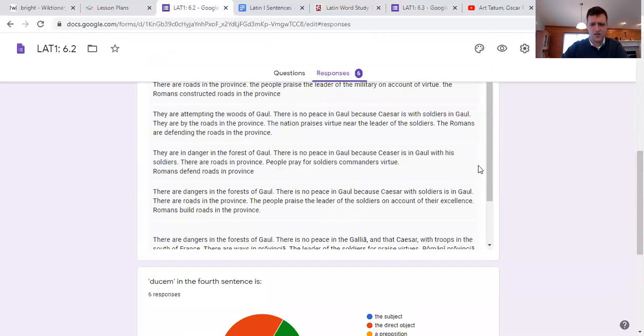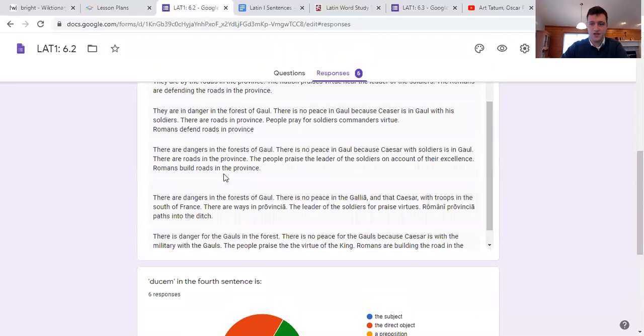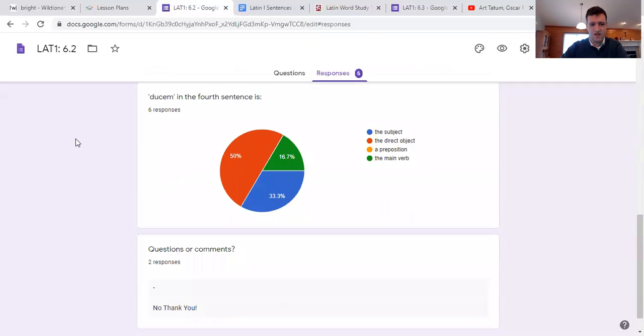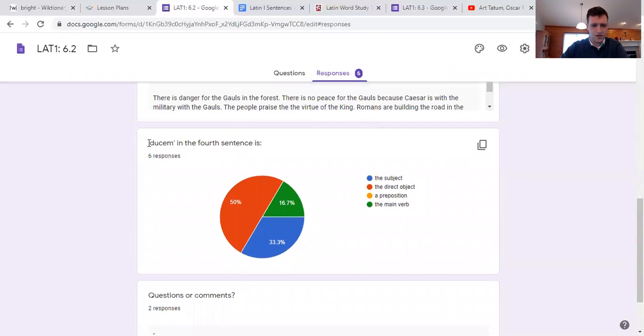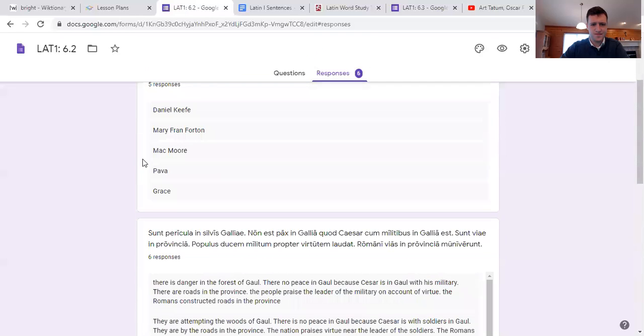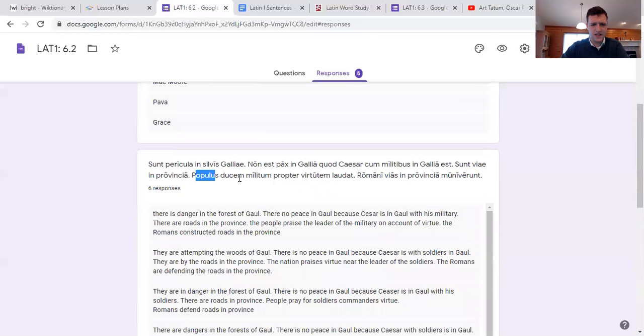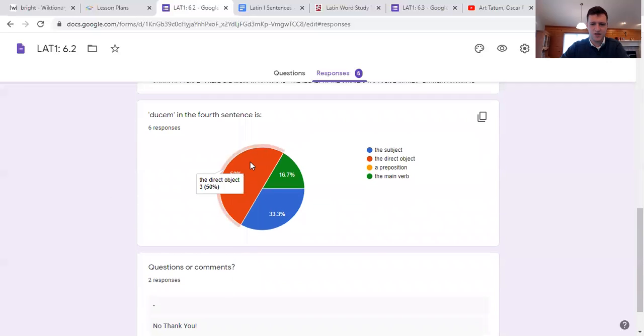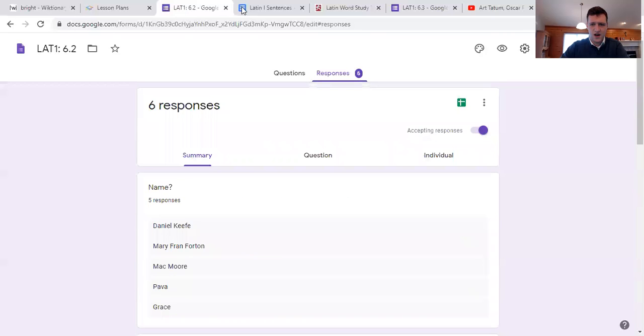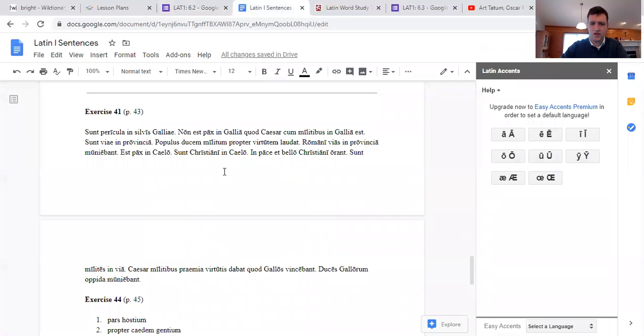Okay, and your translations looked pretty good, those of you who did this, which is about half. We had one multiple choice. Ducem in the fourth sentence is, well, let's see. The people praise Ducem, the leader. It's an accusative direct object. So the direct object. And that was homework from the other day.